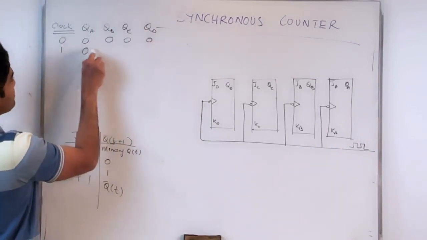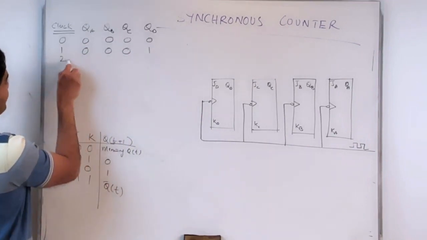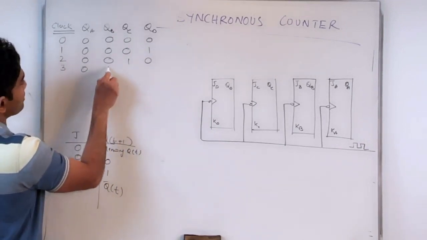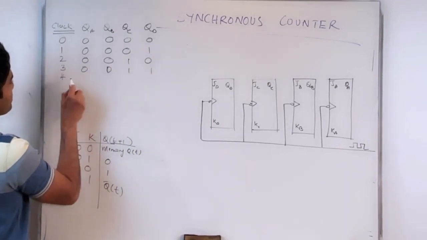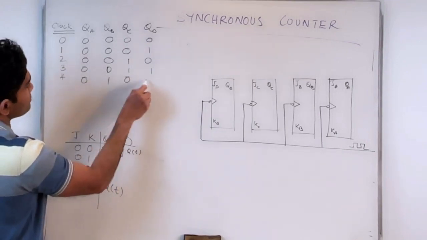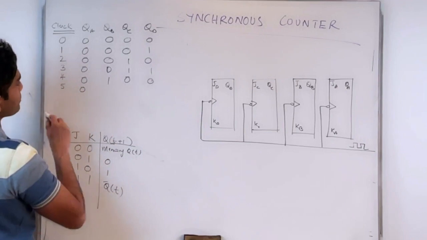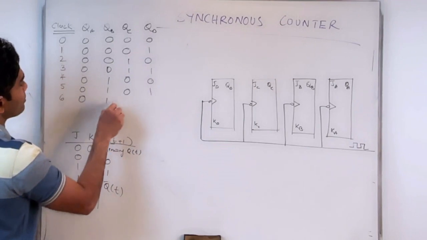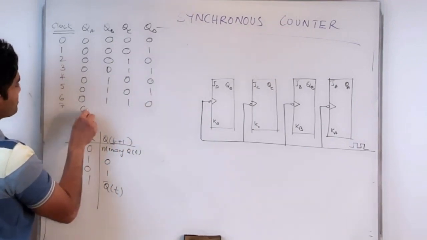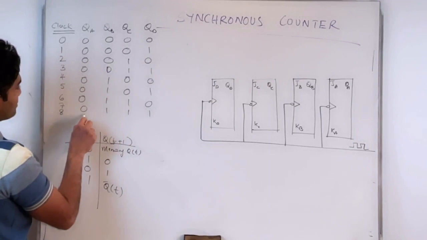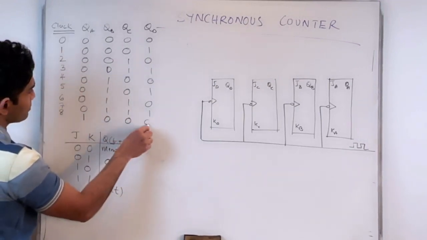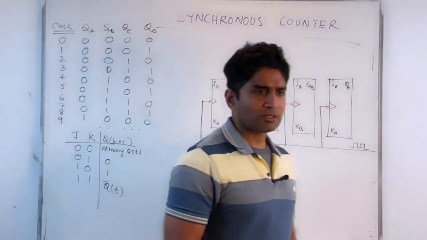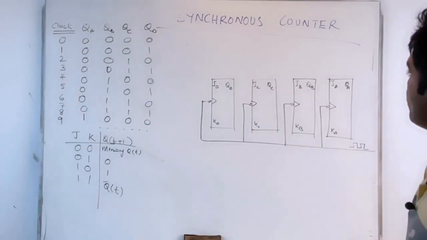On the first clock pulse, I have 0, 0, 0, 1. Second, 0, 0, 1, 0. Third, 0, 0, 1, 1. Fourth, 0, 1, 0, 0. On the fifth clock pulse, I will have 0, 1, 0, 1. Sixth clock pulse, I should have 0, 1, 1, 0. Seventh, 0, 1, 1, 1. Eighth, 1, 0, 0, 0. Ninth, and so on. So that's the count pattern I should be getting for this particular circuit.